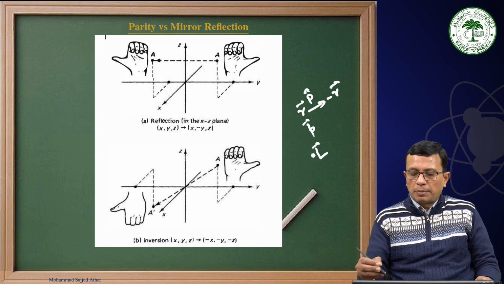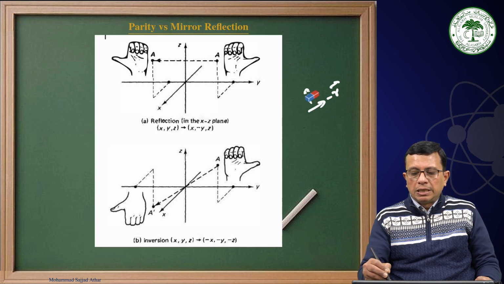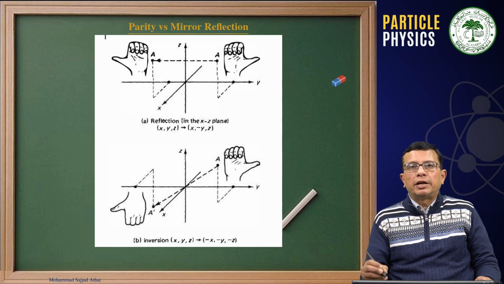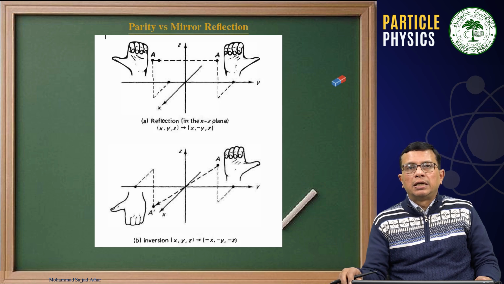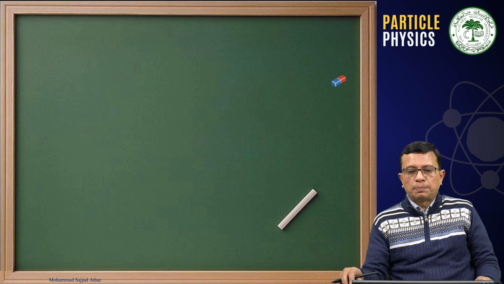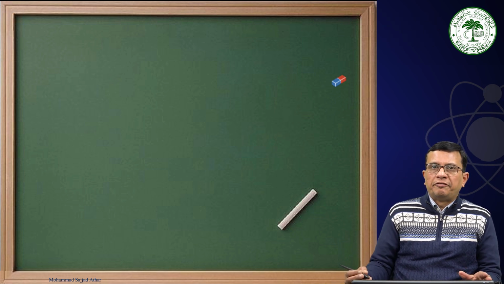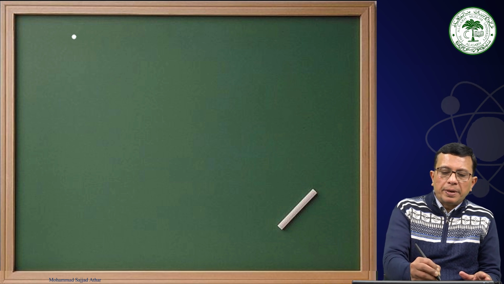Then we also discussed intrinsic parity and orbital parity of a system. We saw that we cannot determine the parity of leptons and baryons. Then we determined the parity of the photon, the parity of pi 0, and the parity of charged pions. Now, just to recall how we obtained the parity of the charged pion, let me repeat it.